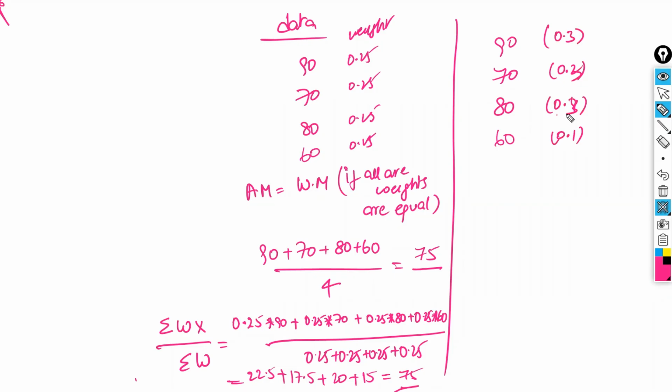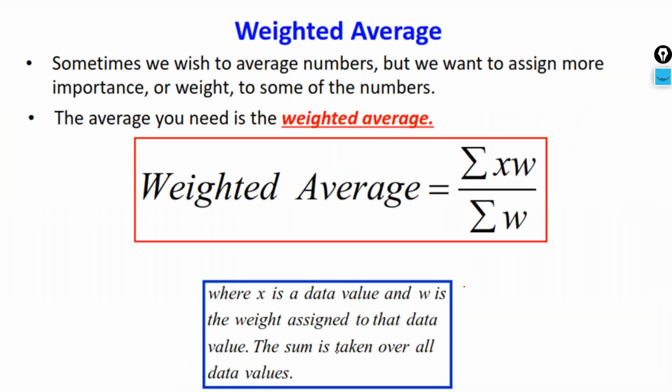If every one of the elements is the same, 4 records are there, means 4 weights should be same. If one record's weight is different, it is not considered as arithmetic mean. All of them should be same. If one of the weights is different, you have to calculate the weighted mean. Right? In your exams, you are going to do this one only.